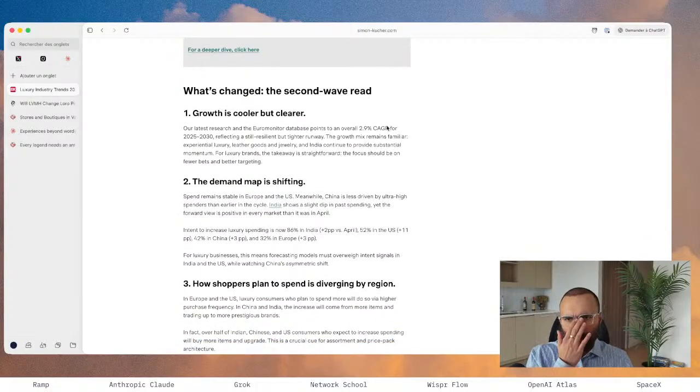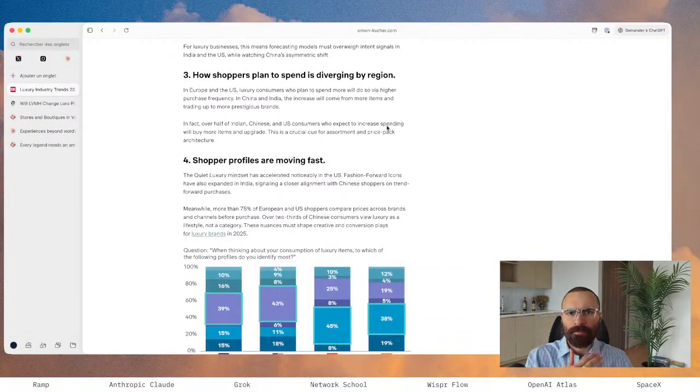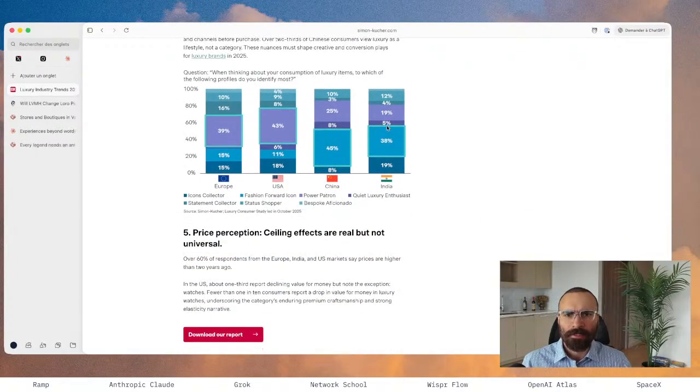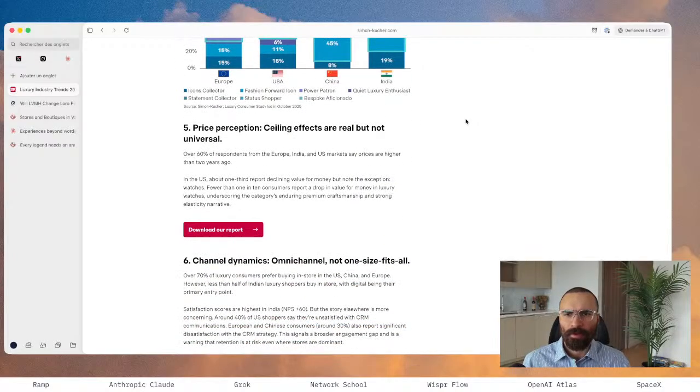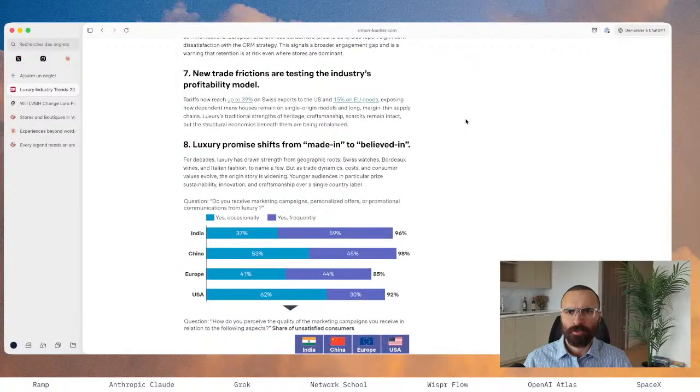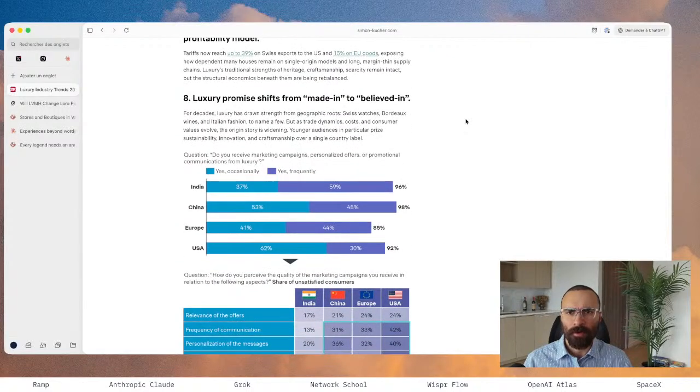Growth is cooler but clear. The demand map is shifting. How shoppers plan to spend is diverging by region. Profiles are moving fast: icon collector, fashion forward icon, power patron, quiet luxury enthusiast, statement collector, status shopper, bespoke aficionado. Price perception: ceiling effects are real but not universal. Channel dynamics: new trade frictions are testing the industry's profitability model.